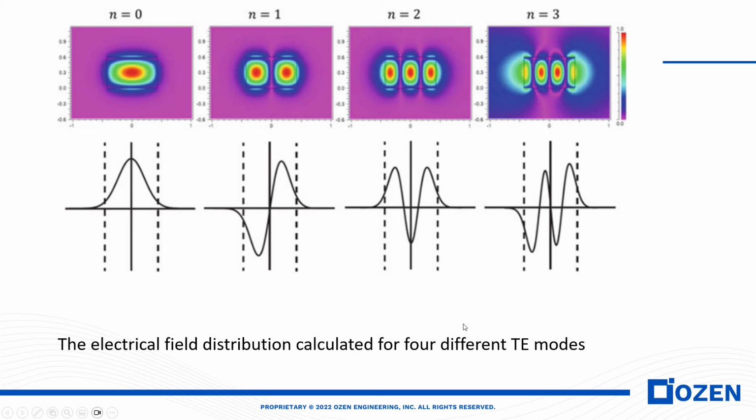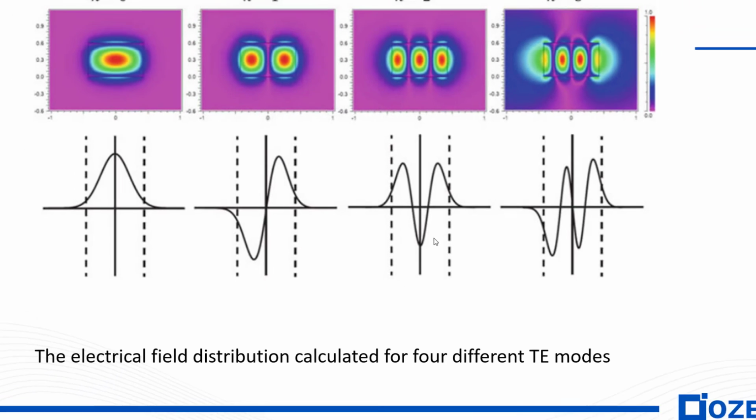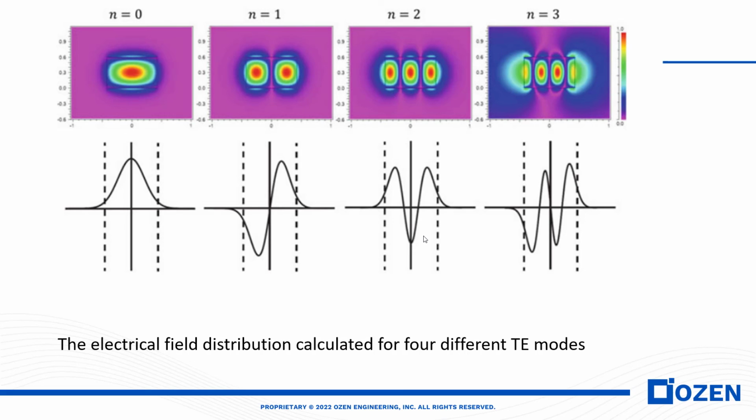Now if we plot the electric field distribution, for instance for four different TE modes, we can see here TE0, TE1, TE2, and TE3. For TE0 we have one hump, for TE1 we have two humps, TE2 three, and TE3 four humps. Also we can see that in the core region we have sinusoidal behavior, and outside of the core we see a decaying behavior.